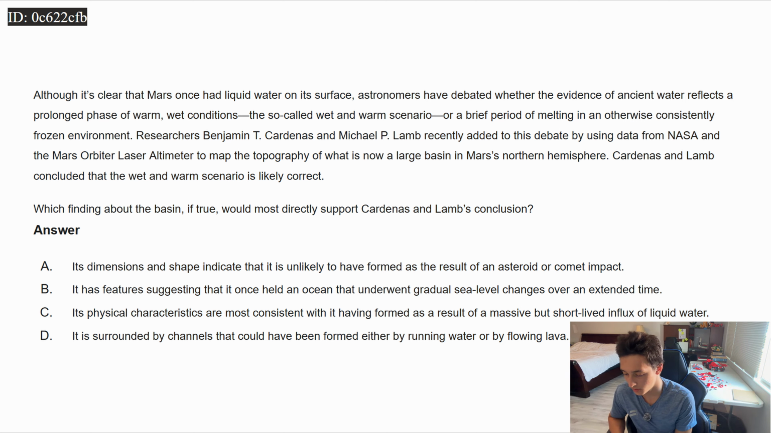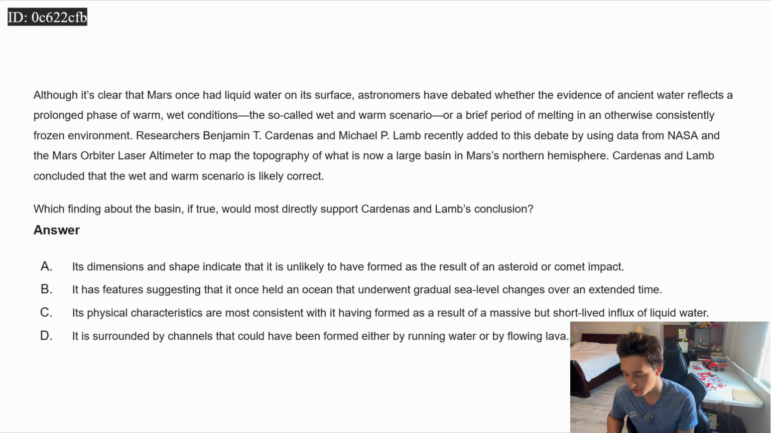Its physical characteristics are most consistent with it having formed as a result of a massive but short-lived influx of liquid water. So massive but short-lived immediately tells me that this answer is wrong because it has to be a prolonged phase to support the wet and warm scenario.